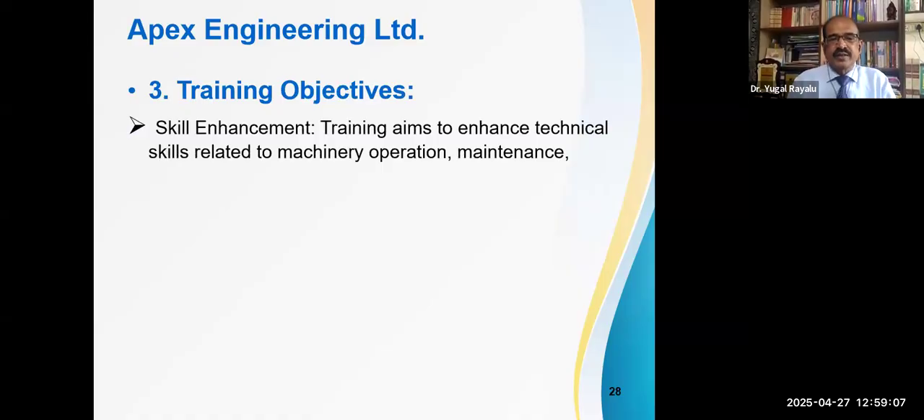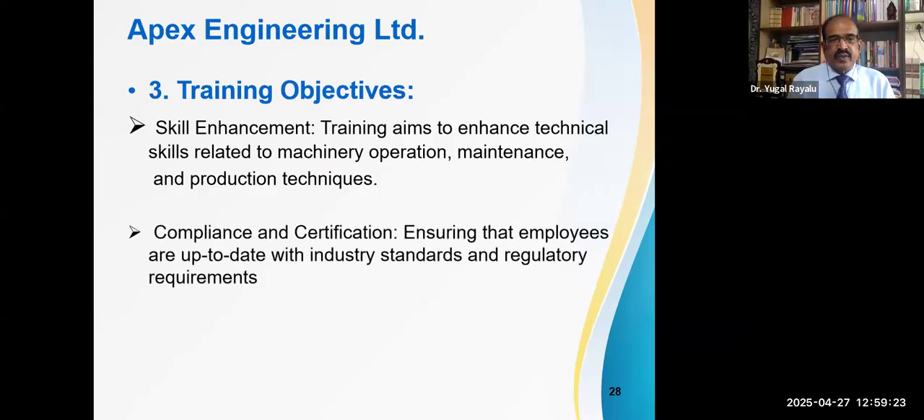Training objectives. Skill enhancement. Training aims to enhance technical skills related to machinery operation and maintenance and production techniques. All the three. Whosoever is giving training has to take care of all the three aspects. Compliance and certification, ensuring that employees are up to date with industry standards and regulatory requirements. What I was talking about, the human rights audits, safety audits, they are called regulatory requirements.